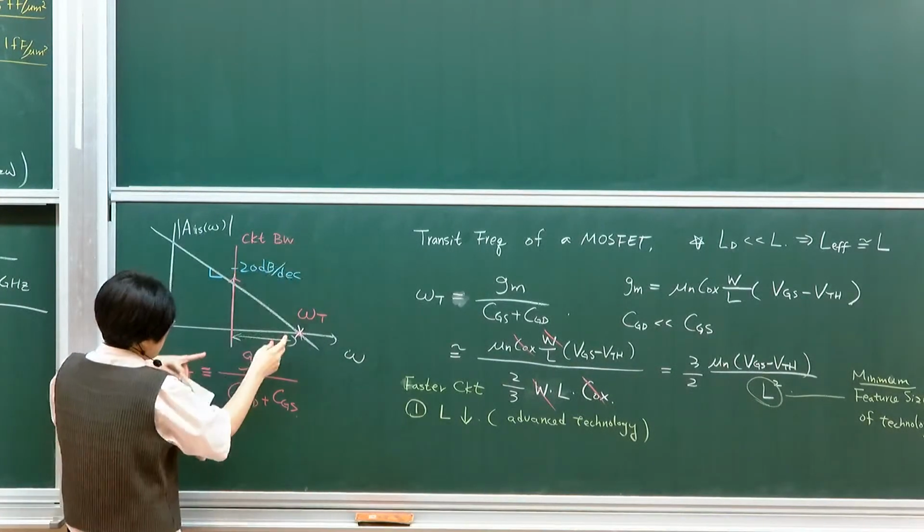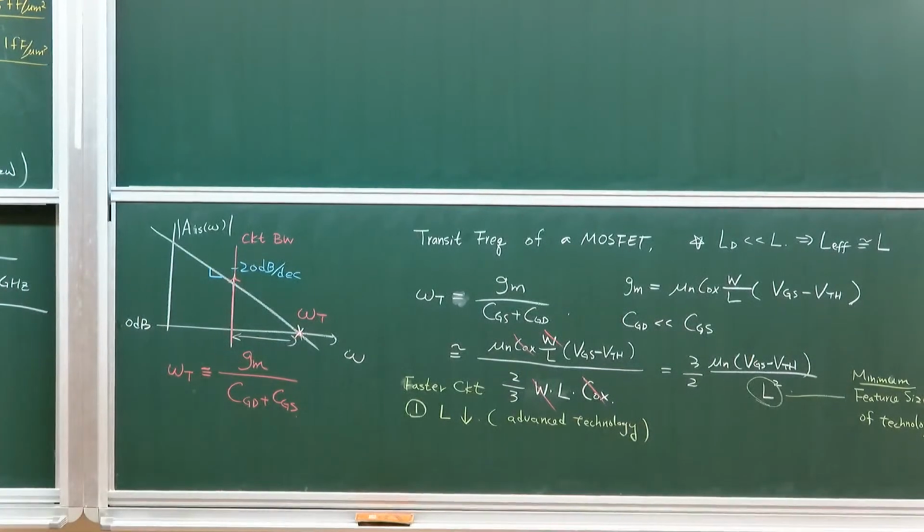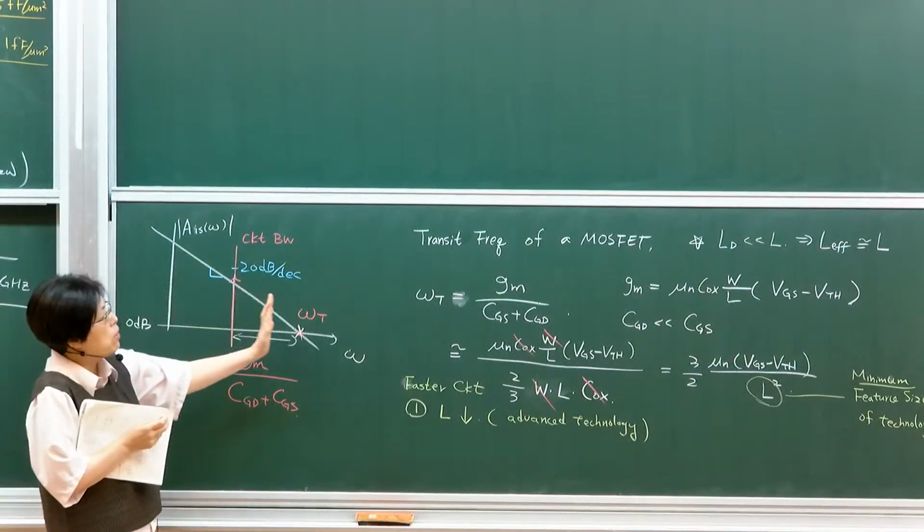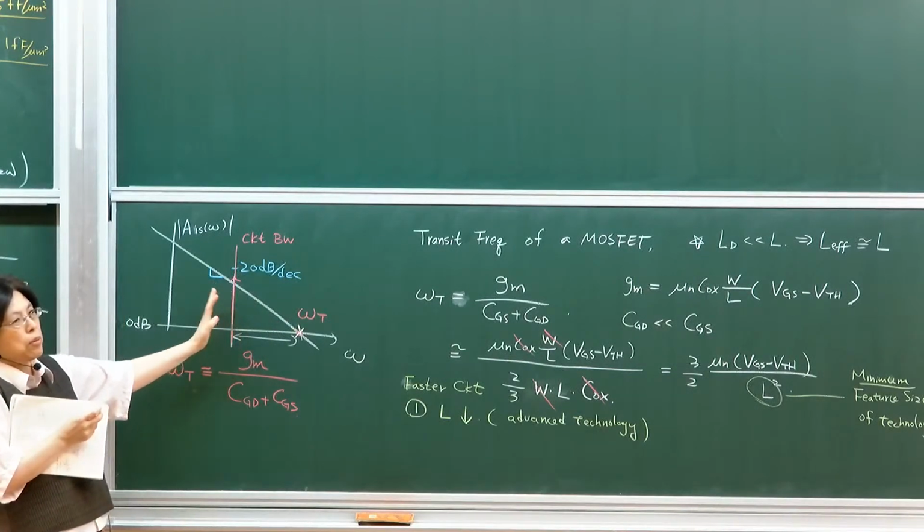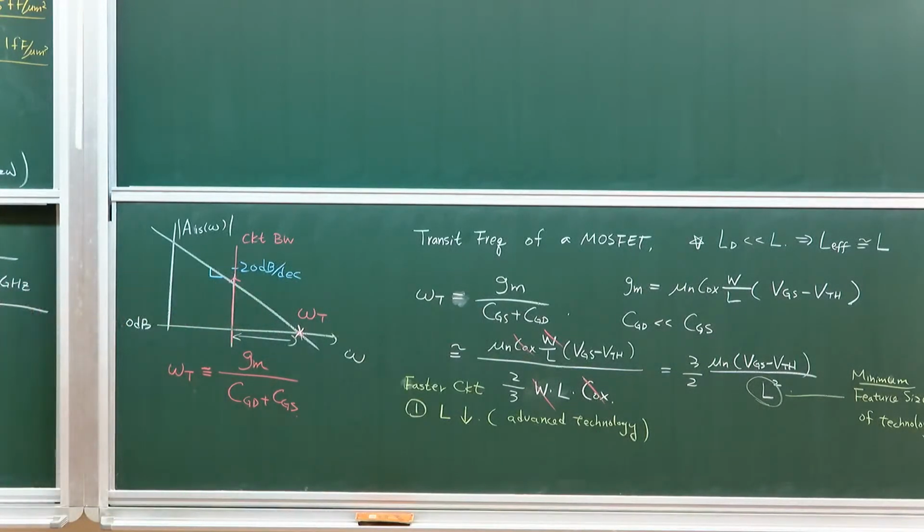So your circuit bandwidth must be slightly lower than omega t, because at omega t, you don't actually get any gain. So to be more comfortable, you need to have some margin. The margin is about 10 times or maybe 20 times. So if you have 50 gigahertz, you probably can only design circuits which operate at 5 gigahertz. So if you want to do 10 gigahertz circuit design, what do you need?